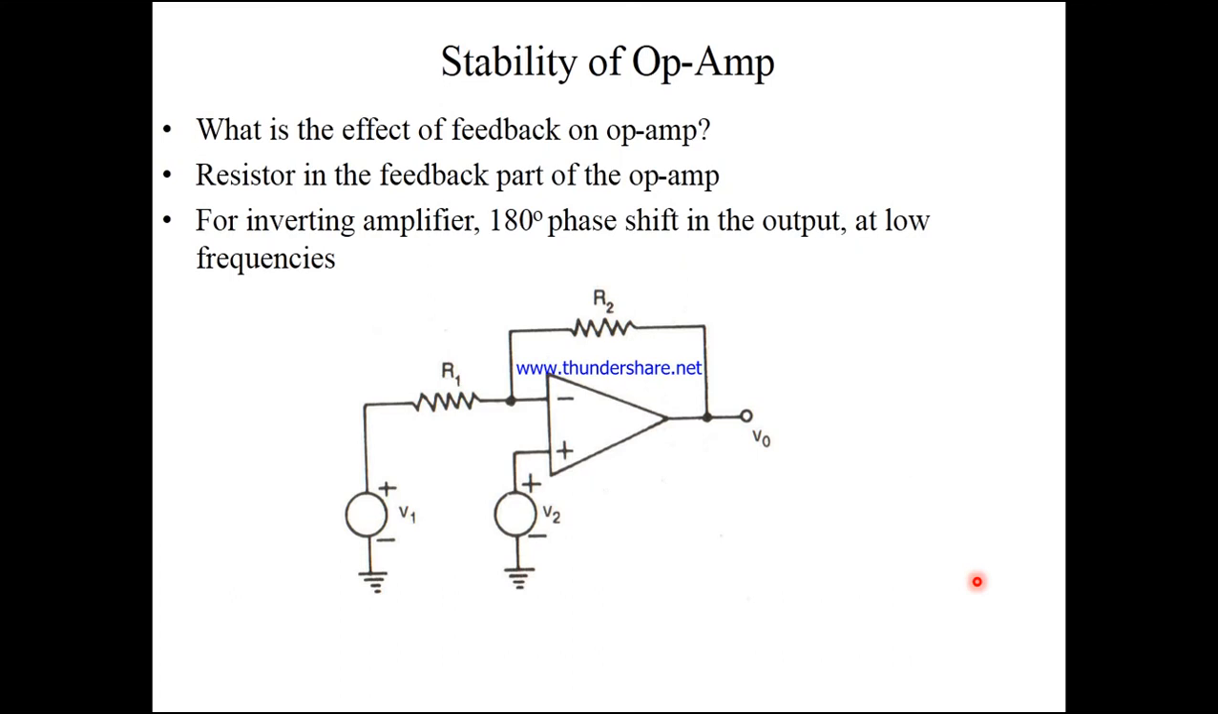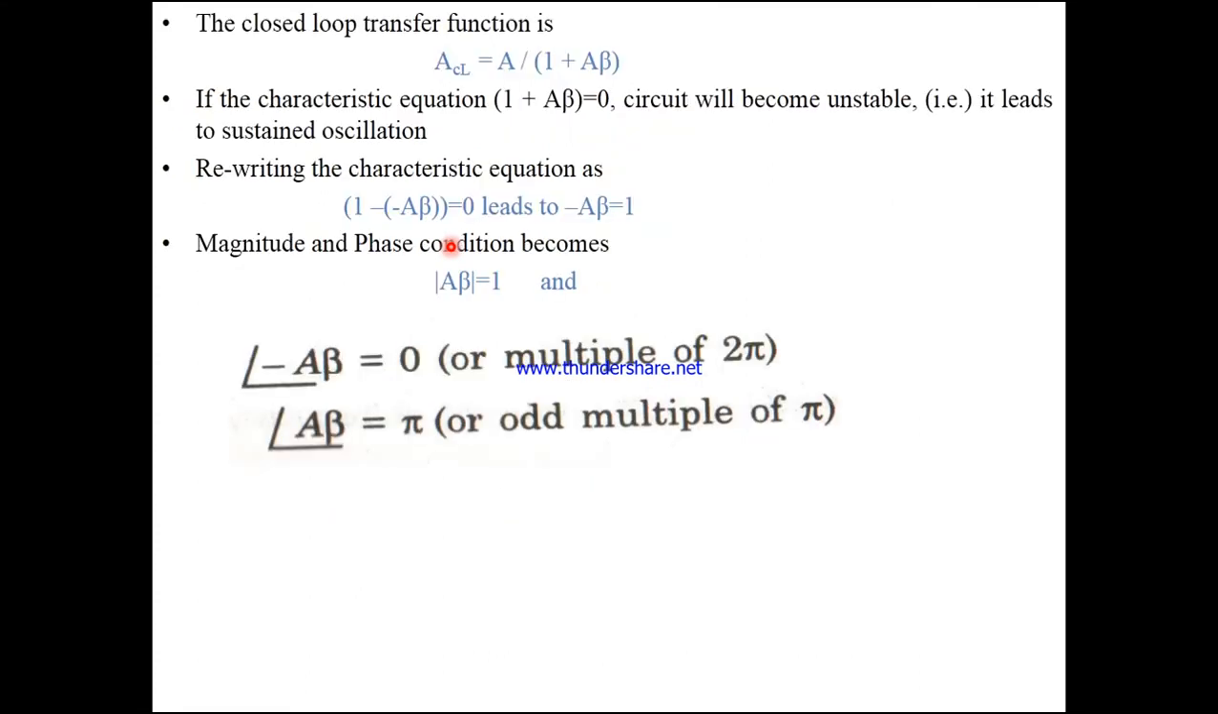Here we see the effect of feedback on an operational amplifier, with the resistance in the feedback part of the operational amplifier. For an inverting amplifier, there is a 180 degree phase shift in the output at zero frequency, and the closed loop transfer function is given by ACL equals A by 1 plus A beta. For sustained oscillation, the characteristic equation must be equal to 0, and the circuit will become unstable.